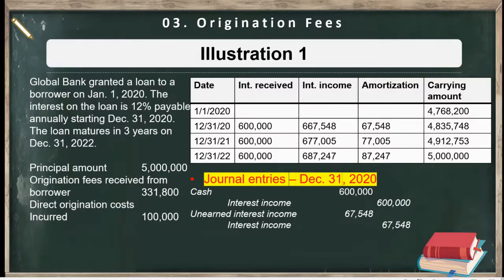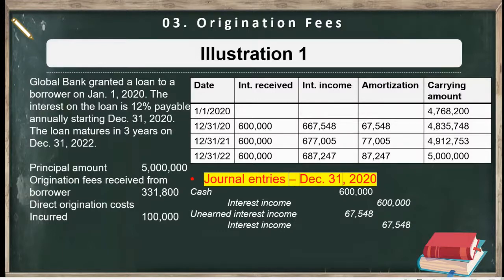Because of the origination fees received and the direct origination costs, a new effective rate must be computed. Since the initial carrying amount of the loan receivable of 4,768,200 is lower than the principal amount, it means that there is a discount and therefore the effective rate must be higher than the nominal rate of 12%. So using interpolation to determine how much the rate is, the effective interest rate is determined to be 14%.